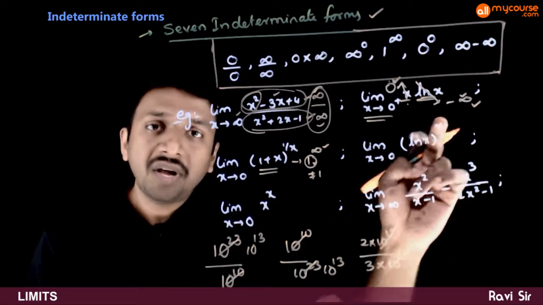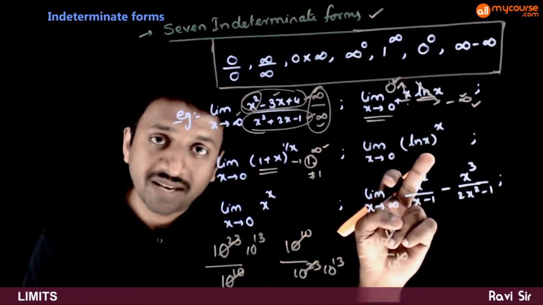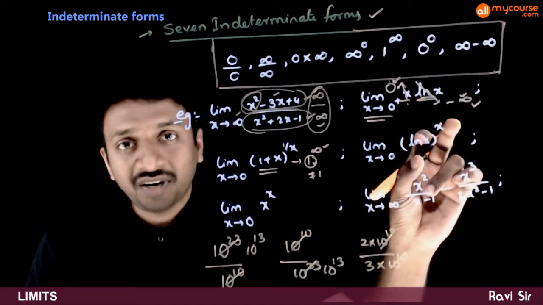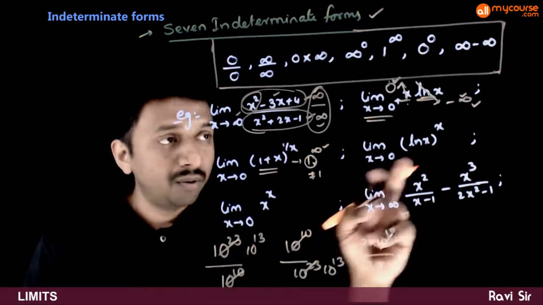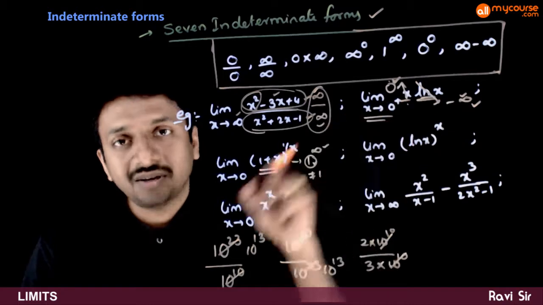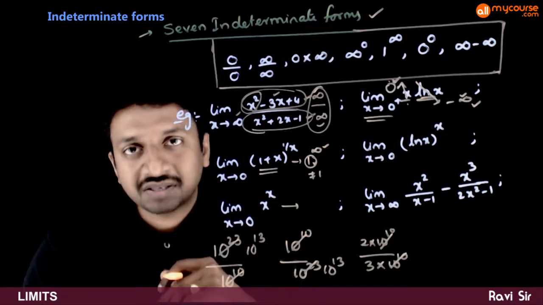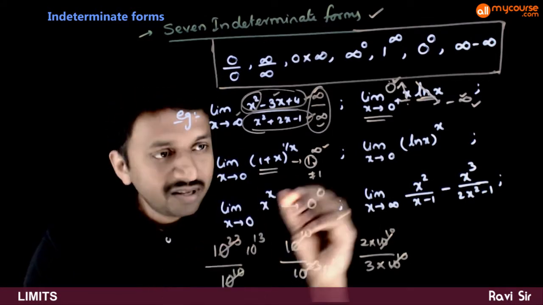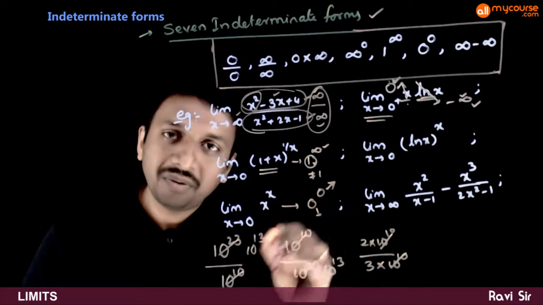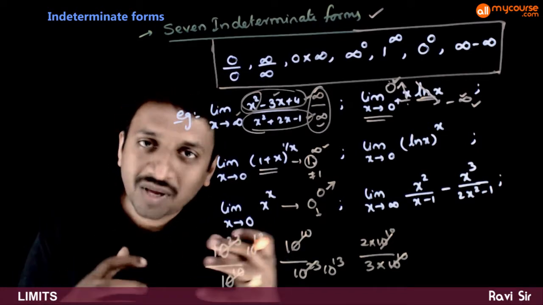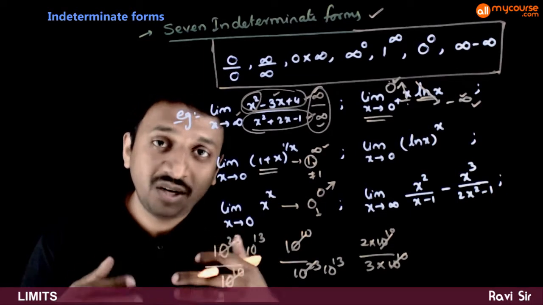So limit x tends to 0, (ln x) power x. This is of the form infinity power 0, since log tends to minus infinity and the exponent tends to 0. This is also an indeterminate form. So you need to look at the relative strengths of the base and exponent. Same thing with limit x tends to 0, x power x. The form is 0 power 0. The exponent 0 tries to take the answer towards 1 and the base 0 tries to bring the answer to 0. So when these two fight with each other, where does the limit go?